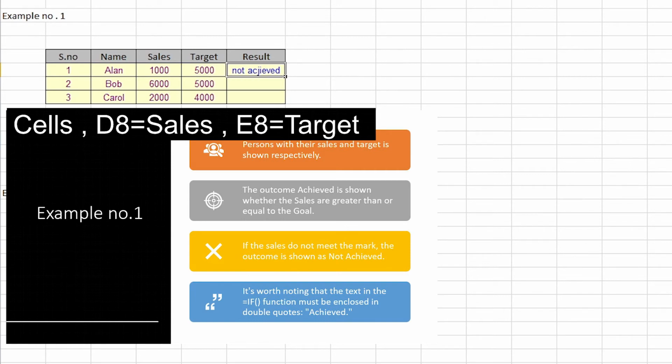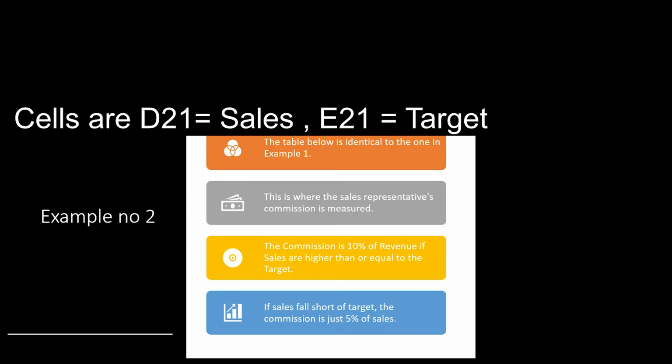Let me correct the spellings. Achieved and not achieved. So this was it. Now we'll copy this formula onto the next three cells. Now moving on to example number 2.